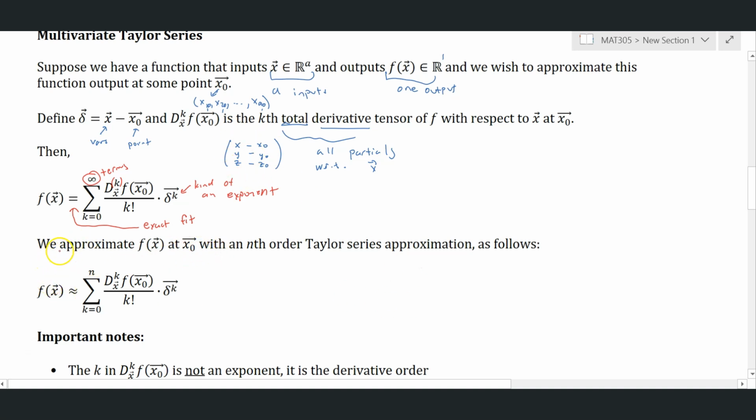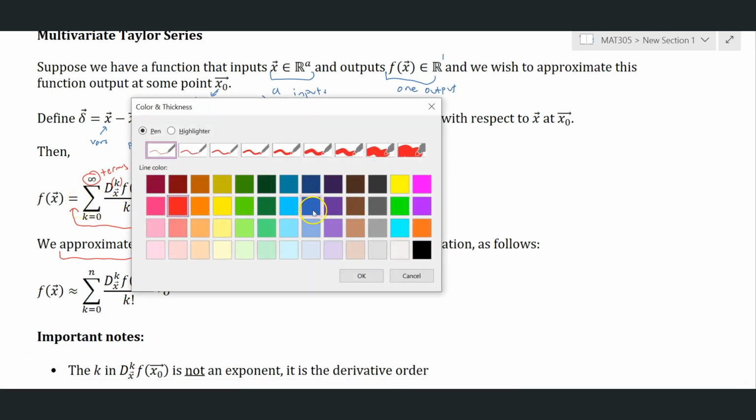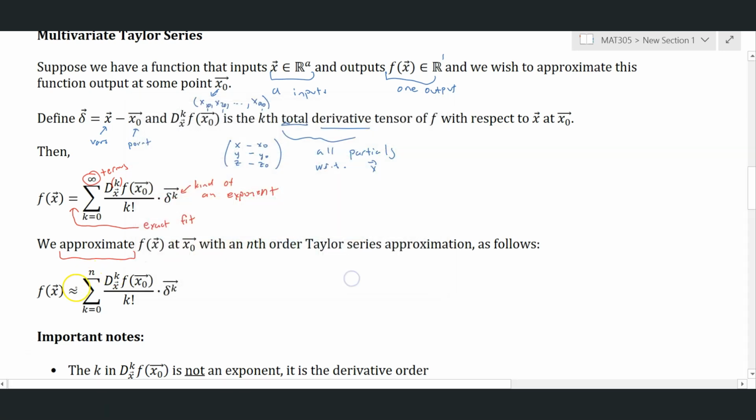Now we want to approximate. We can't have infinitely many terms. So what we're going to do is approximate, and now notice that this is an approximate fit.